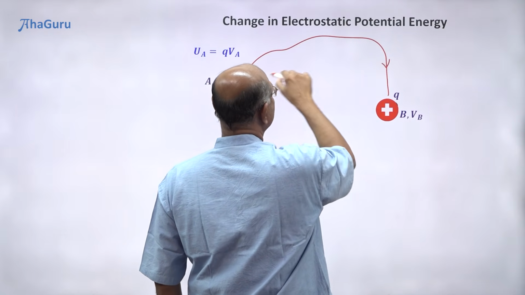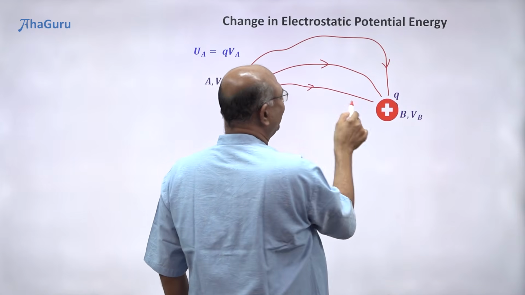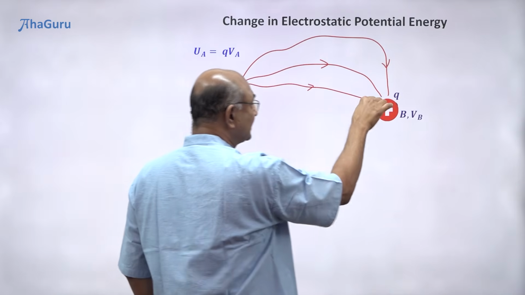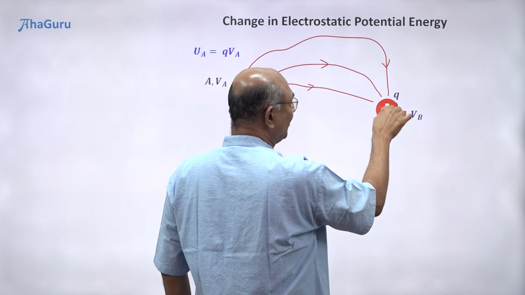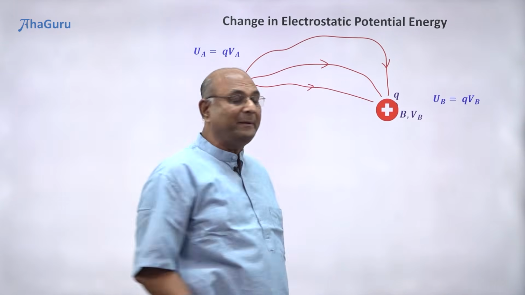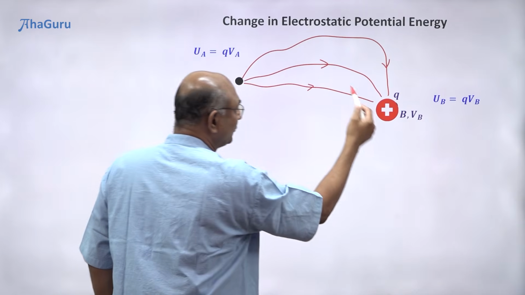It can go along this path. It can go along any other path. The path really doesn't matter. Any path you pick, you are going to end up at this point. When the particle is at this point, the potential energy there will be Q times VB. Here it was Q times VA, there it is Q times VB.